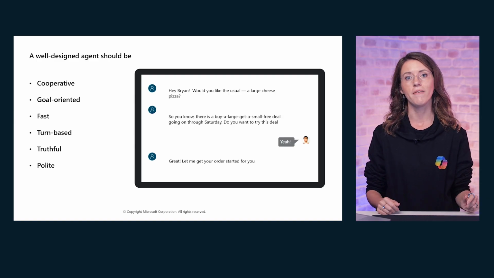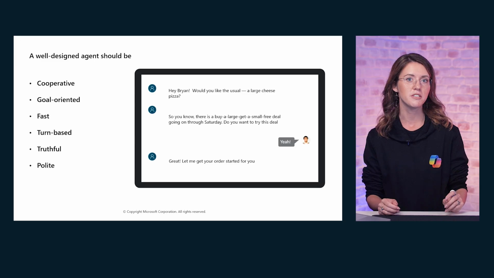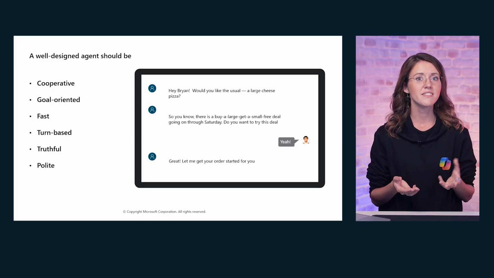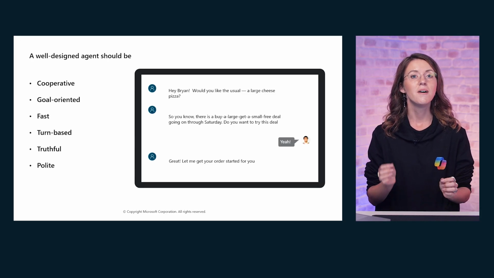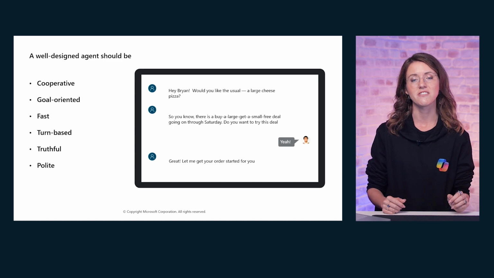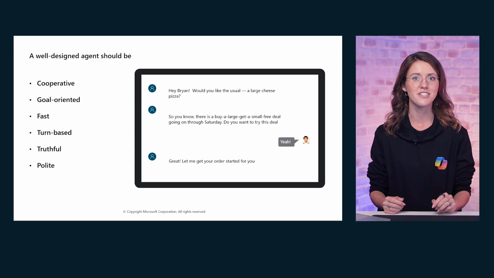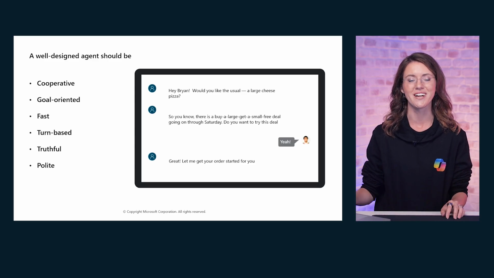And last but not least, polite. Respect the customer's time by anticipating their needs and offering appropriate choices in a courteous manner. Politeness can be achieved by being considerate and empathetic, making the interaction pleasant and respectful. By following these principles, you can design a conversational agent that is not only effective, but also enjoyable for users to interact with.